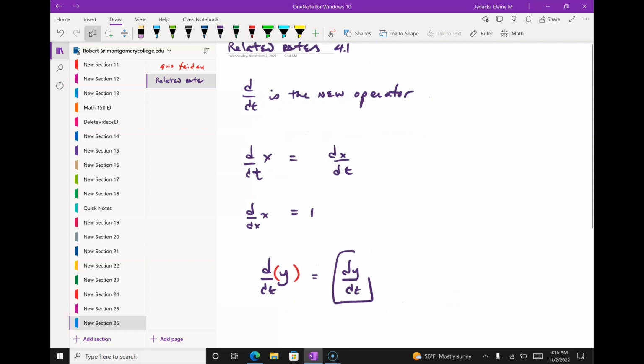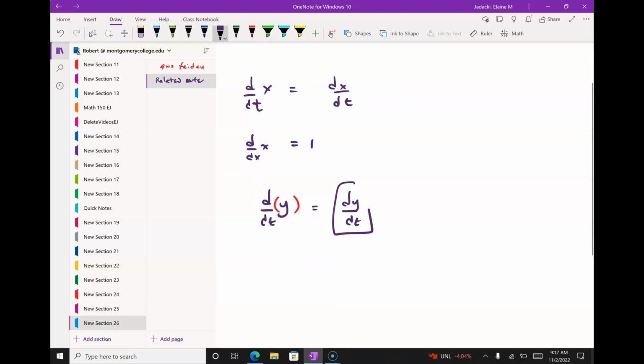So d/dt is our new operator. We're always thinking implicit here, okay? Always thinking implicit. So every single variable will be differentiated implicitly, right? So what do I mean there? I mean d/dt of x squared is what?